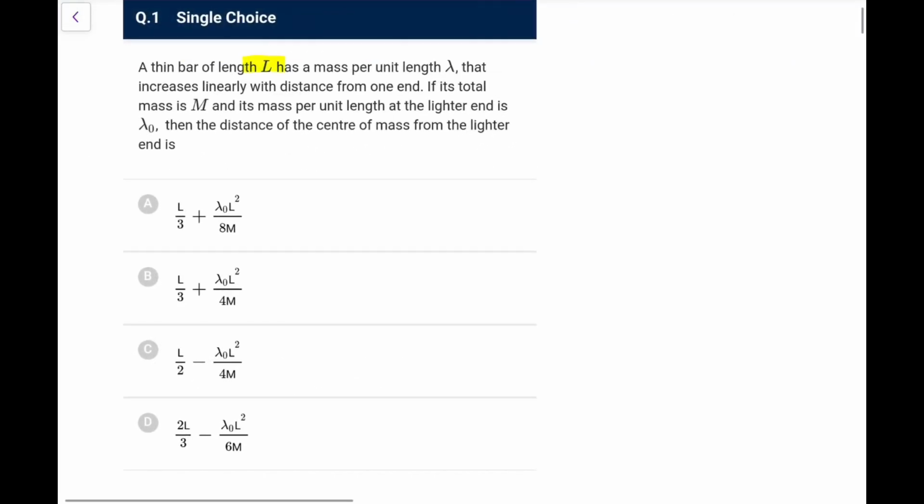A thin bar of length L has a mass per unit length lambda that increases linearly with distance from one end. If its total mass is m and mass per unit length at the lighter end is lambda naught, find the distance of the center of mass from the lighter end. Okay, so it increases linearly, let's say something like lambda naught plus cx. That is what you can have. Now, how to find the cm from the lighter end?